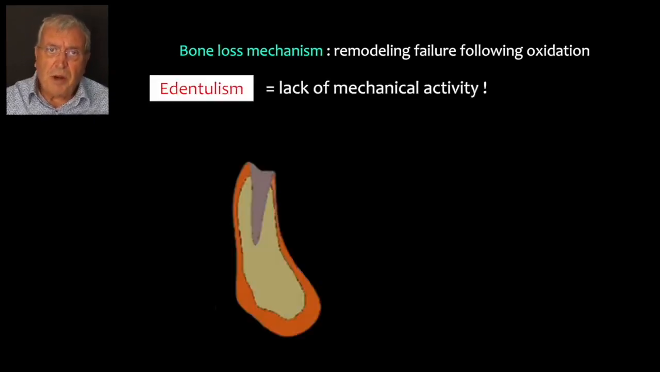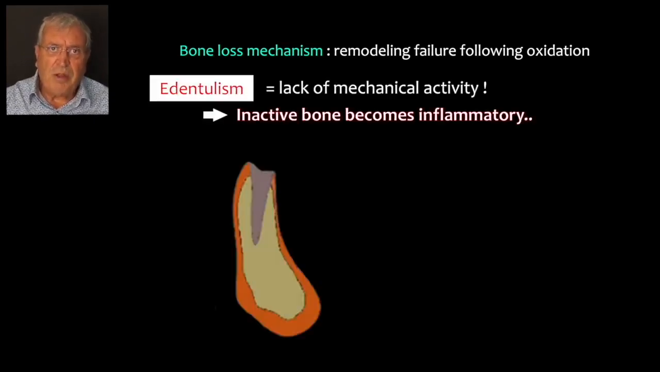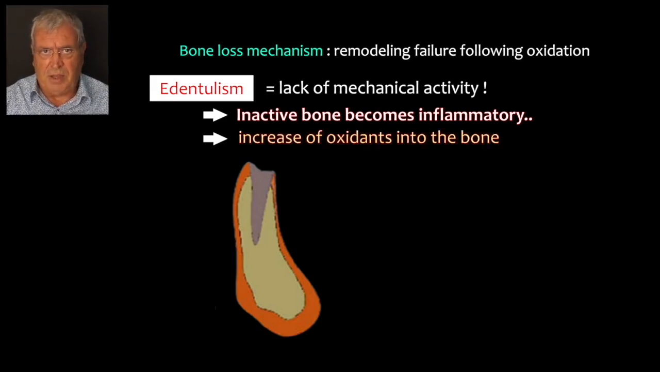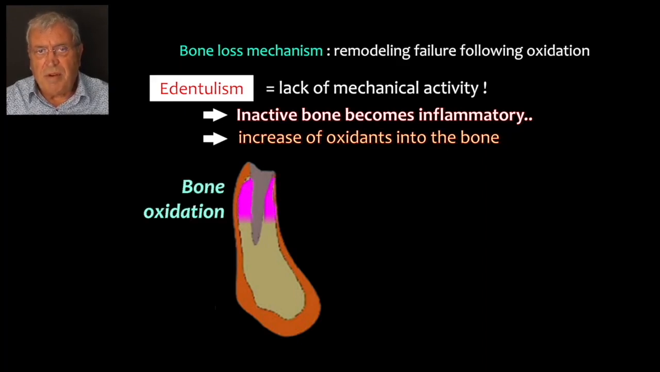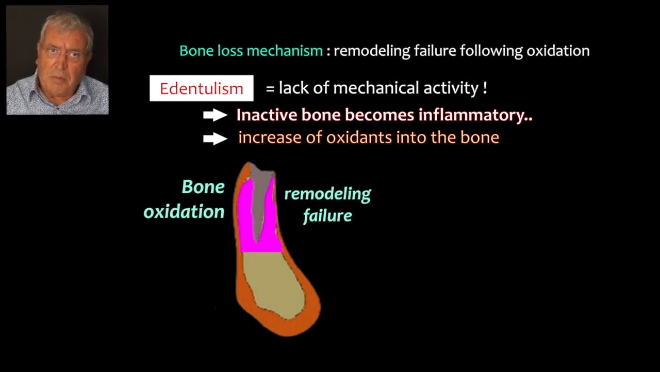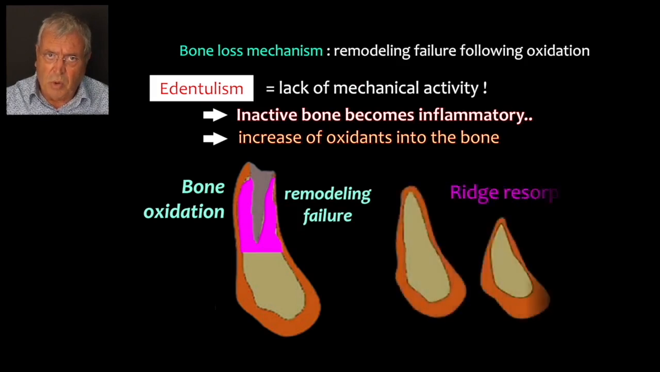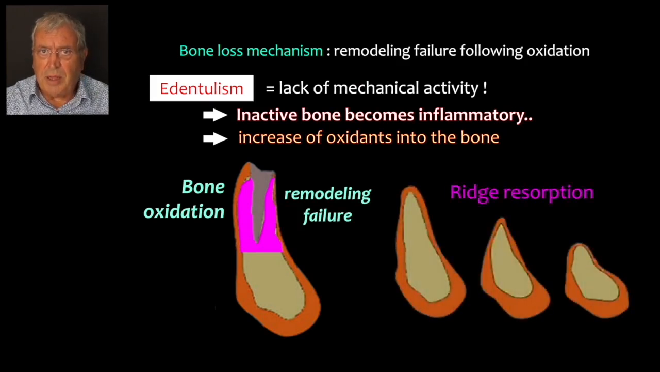In order to give you another example about the remodeling failure following oxidation, after extraction, we know that the bone has no mechanical activity. But we know that inactive bone becomes inflammatory, and then a high level of inflammation means an increase of oxidant. Bone oxidation will follow with a remodeling failure, and this is why and how the ridge resorbs, because the bone is under oxidation.